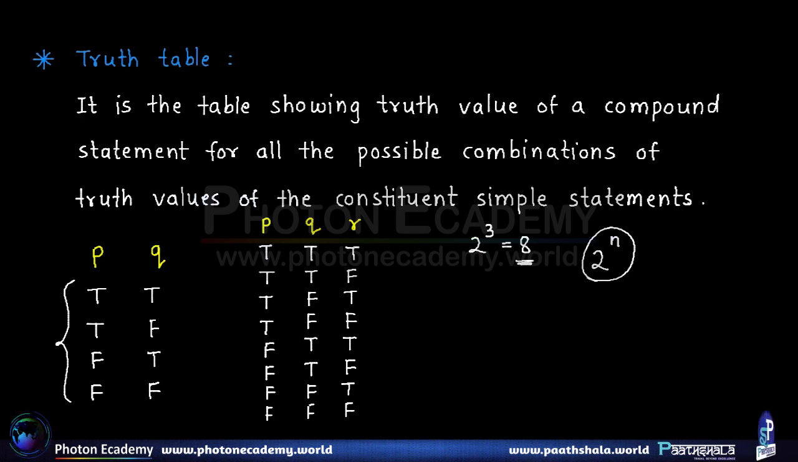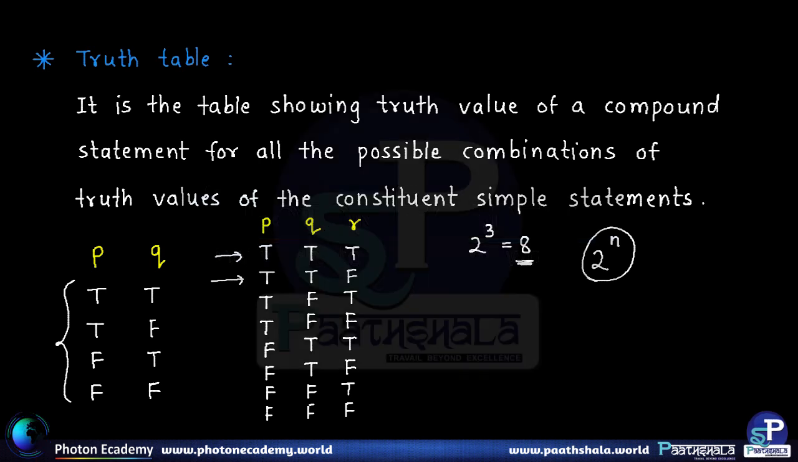Now if you read out all the rows horizontally, one by one, that will give you all the possibilities in the truth table of 3 statements. We will be using these in forming the truth tables later.